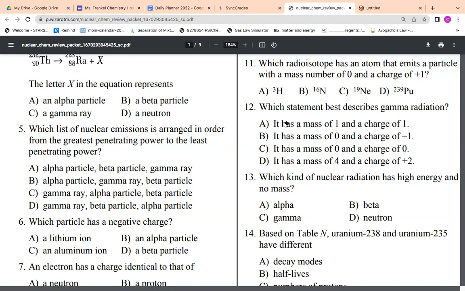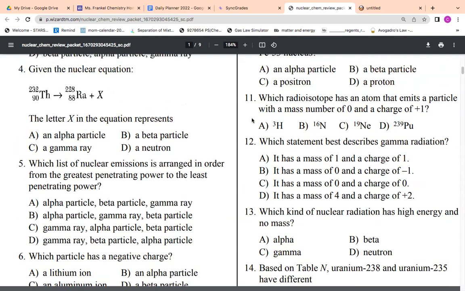All right. And again, this is another related question as well. Which nuclear radiation has high energy and no mass? So this is the gamma radiation. Again, gamma radiation is kind of like high energy X-rays, very dangerous to any living organisms. You don't want to be around it. Okay. Alrighty, and then our last question for this page.